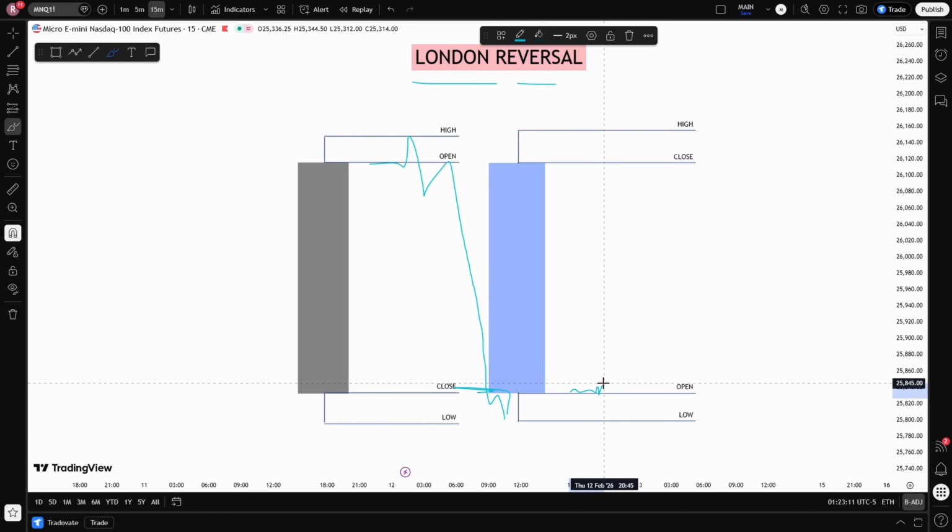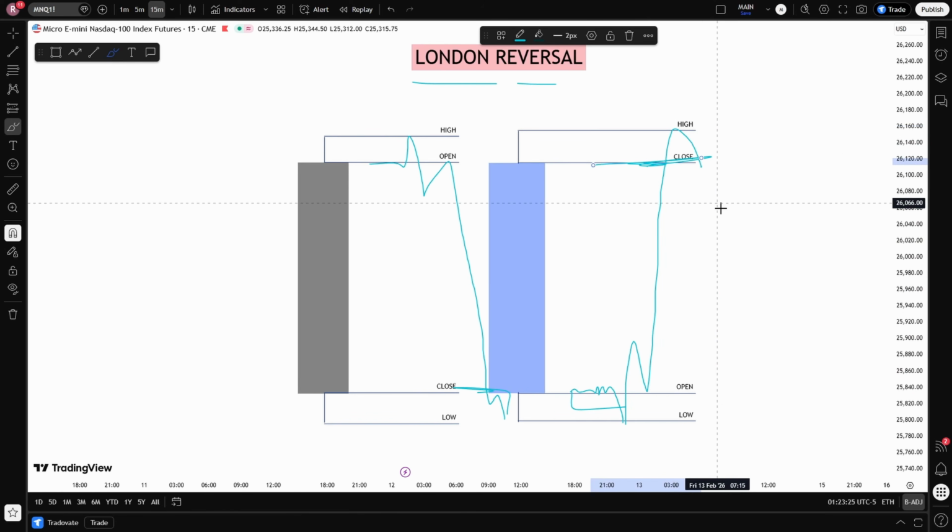The candle opens, initially pushes lower to manipulate and sweep liquidity, and then reverses. After that sweep to the downside, price expands upward, forms the high of the session, and then closes bullish. So in simple terms, a London reversal is when price opens, manipulates one side of liquidity, and then expands strongly in the opposite direction within the same session. It's a very clean model once you train your eye to see it, and it often sets the tone for the rest of the trading day.